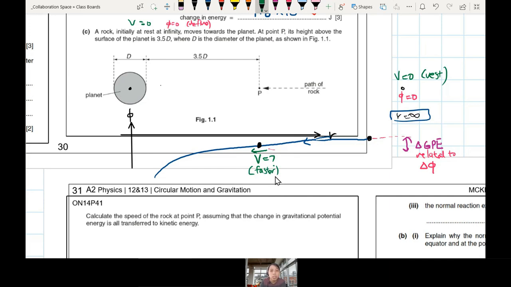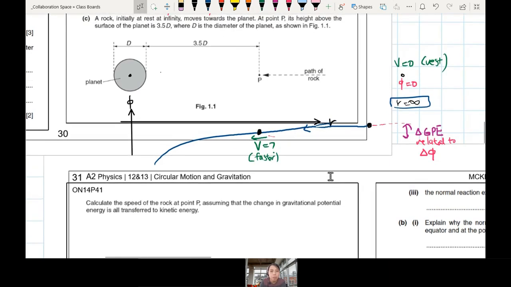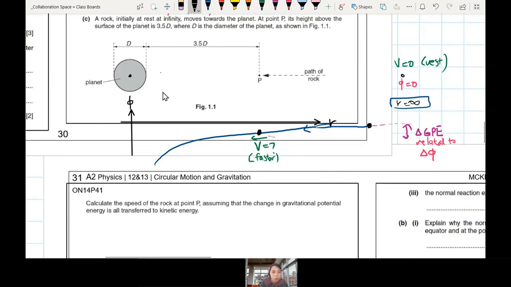Why? Because there's a change in energy of the rock. So for the rock, this is the first hint. You have firstly a change in kinetic energy. This is related to an increase. You move faster and faster, going towards the planet. You're being attracted to the planet. There's a gravitational force pulling this object. But where does the energy come from?